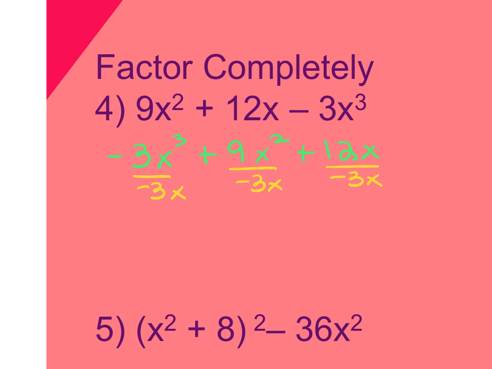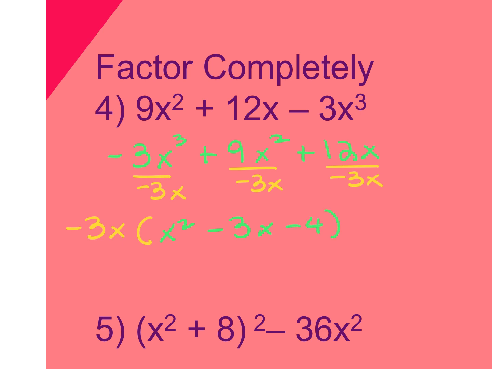So I'm going to divide each term. Now I'm going to divide by negative 3x. When I divide negative 3x cubed by negative 3x, I'm left with x squared. Positive 9x squared divided by negative 3x is going to give me negative 3x. And then positive 12x divided by negative 3x is negative 4.